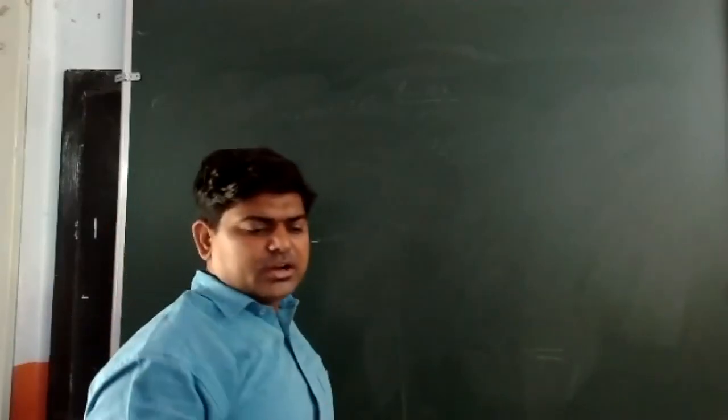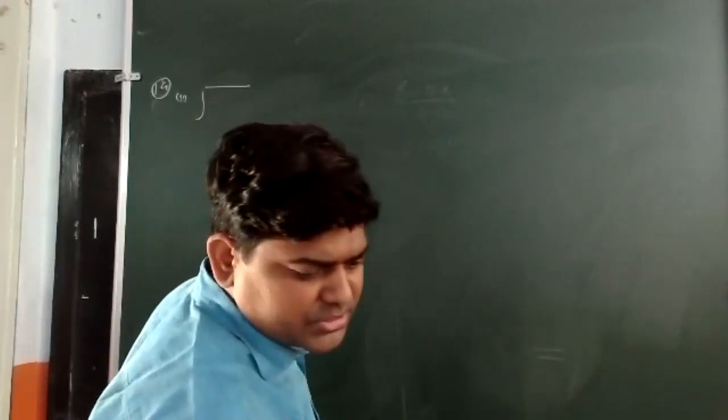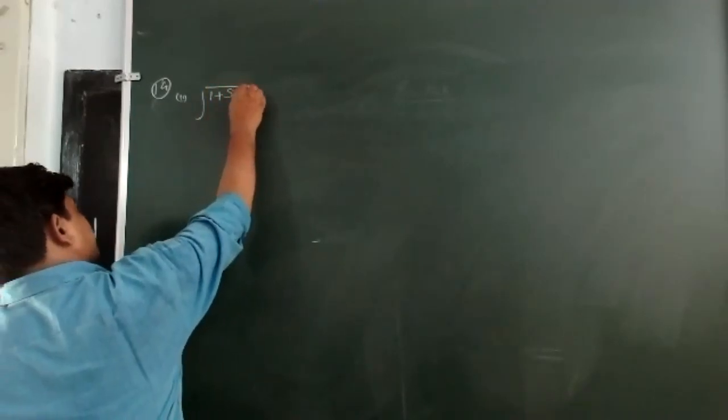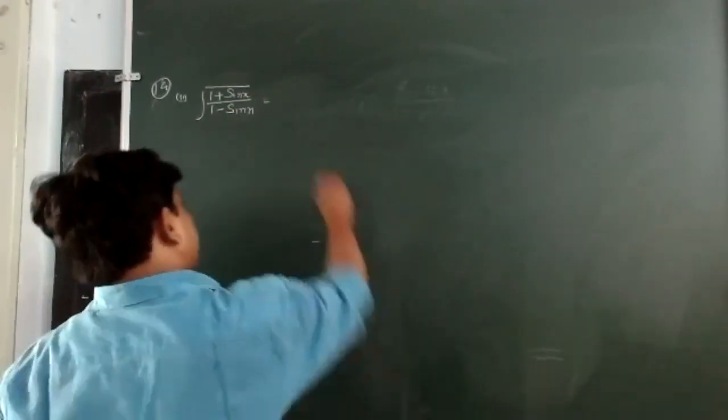Second is there, we have to prove that under root. Question number 14, second part. Under root (1 minus sin x upon 1 plus sin x) plus (1 plus sin x upon 1 minus sin x)... we have to prove that it is equal to tan pi by 4.